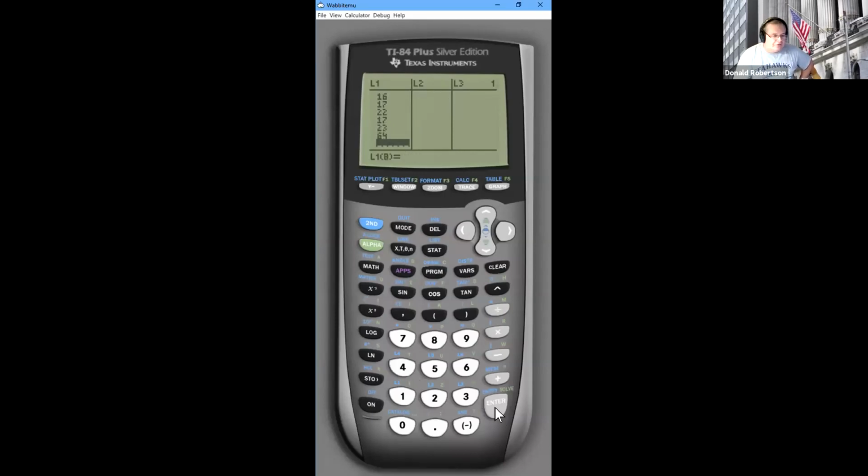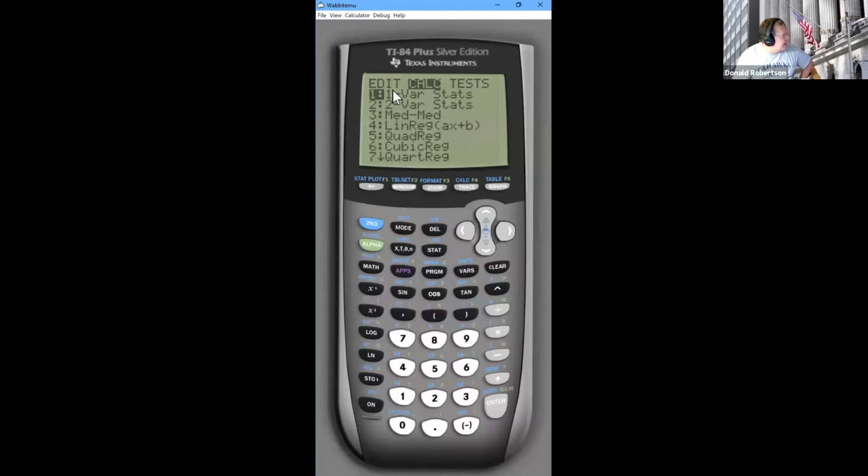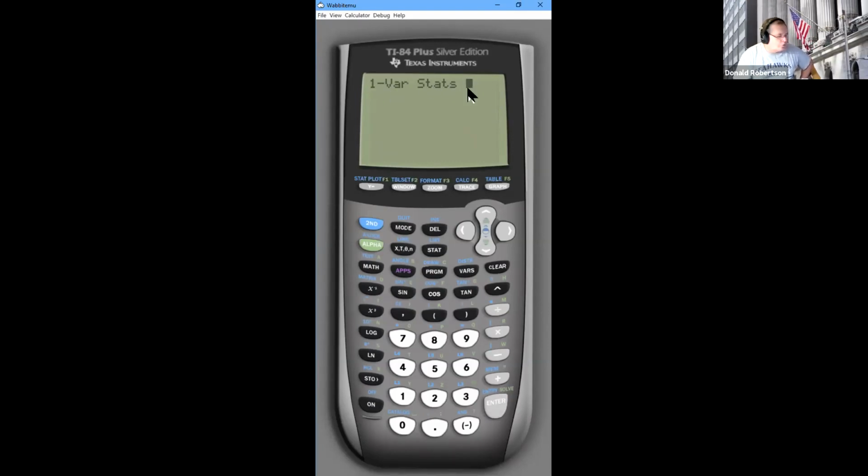Okay, so you got your data in. Now you hit start again, you move over to calc, and here it has a thing called 1 variable stats. You see that heading, 1 variable stats. Now my machine is a little bit older than yours, so you might see something a little bit different, but it's essentially the same thing. When I hit this, I have this option. It says 1 variable stats and a little cursor.